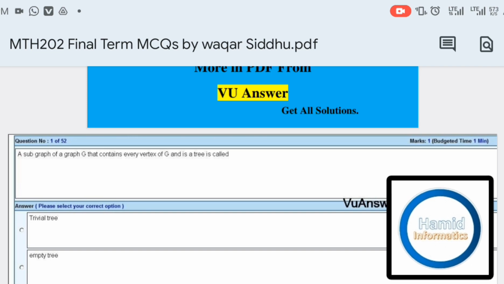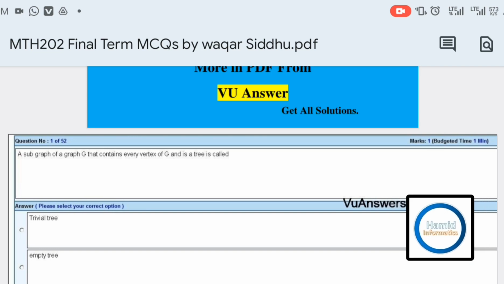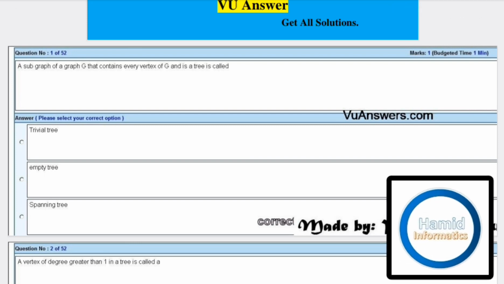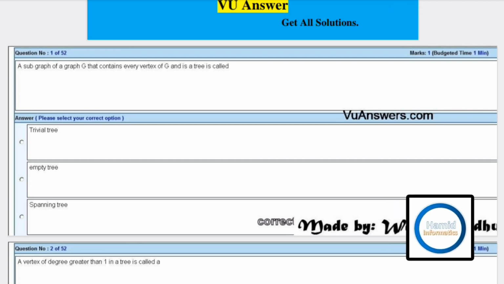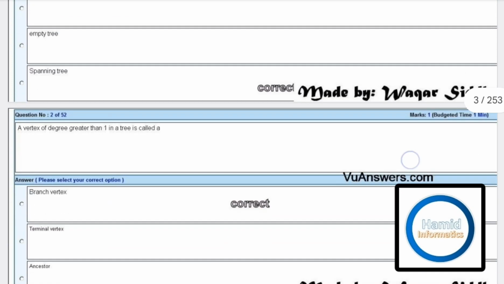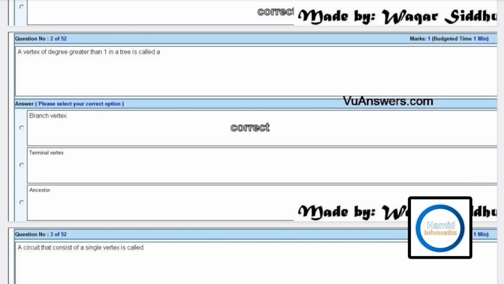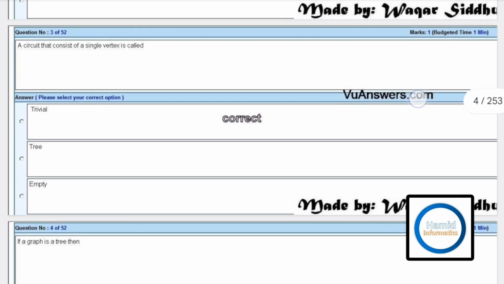MTH202 final term MCQs. So let's start. A subgraph of a graph G that contains every vertex of G and is a tree is called, and the answer is spanning tree. Next one is a vertex of degree greater than 1 in a tree is called a, and the answer is branch vertex.